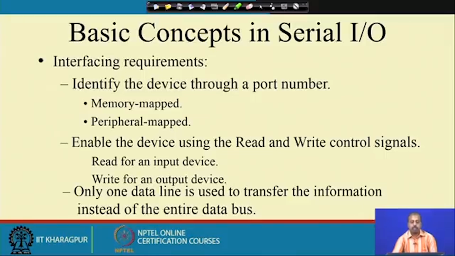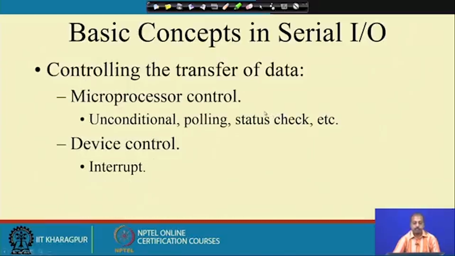So, we need some number to identify the device, some read write control for reading from the input device or writing to the output device, and only one data line used for transferring the data. We will take some example. When it is microprocessor controlled, it is unconditional polling or status check. Maybe my microprocessor transfers the data from memory to the device, or it may be interrupt driven.